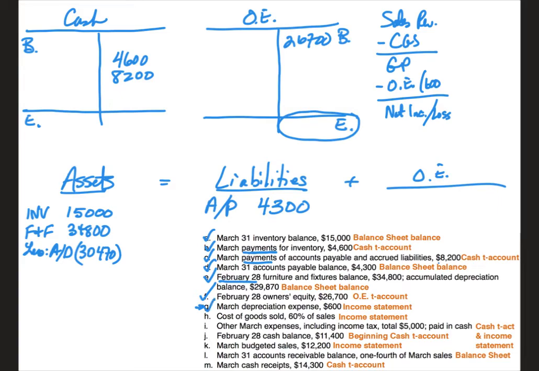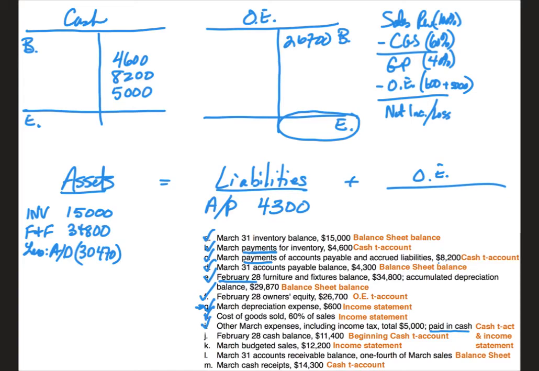Now in letter H, they tell me my cost of goods sold is 60% of sales. And that would tell me that gross profit then is 40% of sales because we know sales is 100% of itself. All right, so we're good with H. Other March expenses, including income tax, totaled $5,000 and they were paid in cash. Well, paid in cash means cash is going down, but we also have an additional expense there, which is going to increase my operating expenses. We may have some more, we don't know.